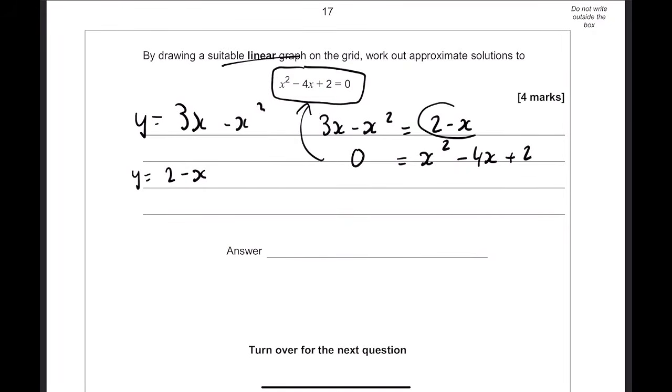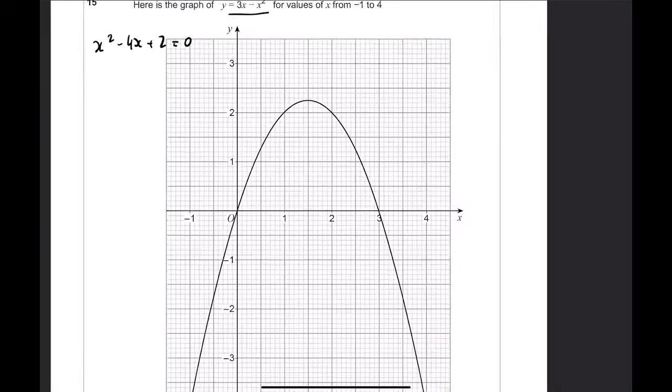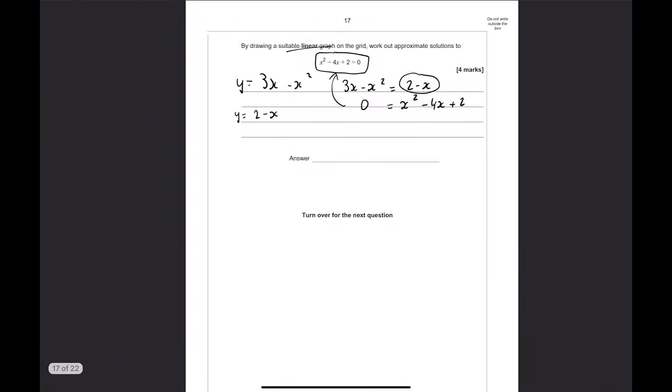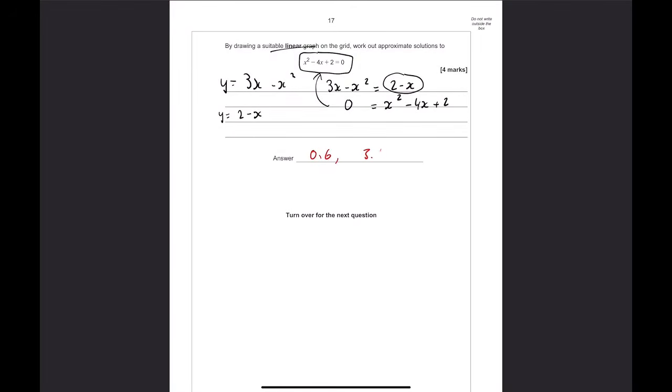So we need to draw the linear graph of 2 minus x onto here. So our y-intercept is 2, and it's going down with a gradient of negative 1, so it's going to go through just like that. And the points at which they intersect are going to be our solutions. So this value and this value. So if you bring them up, you can see we've got 0.6 and 3.4. And they are actually our 2 solutions that we need.